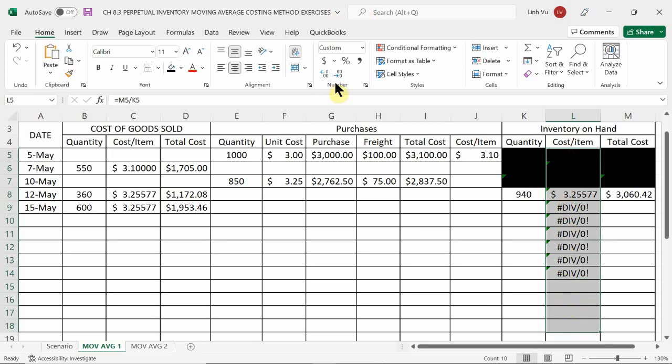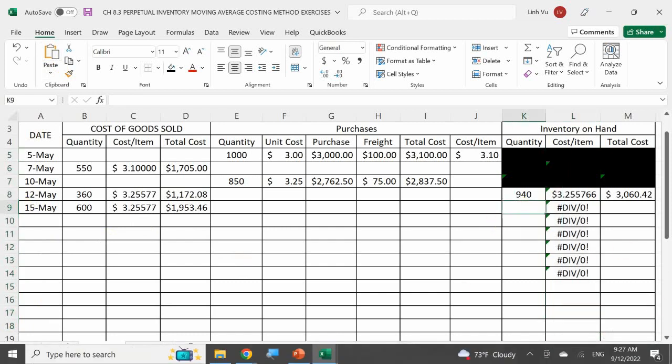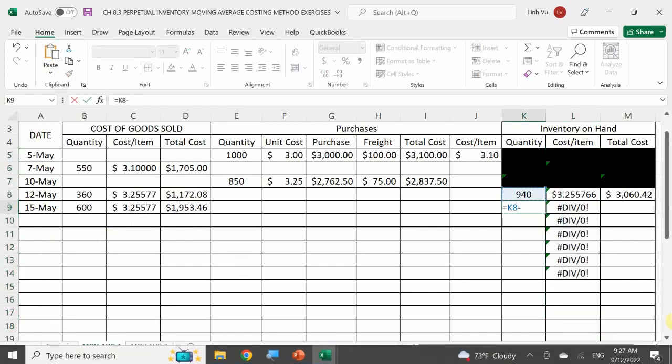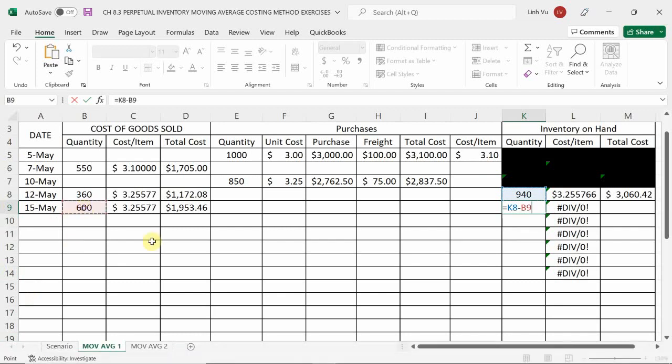So we want 6 decimal places. It will give you the more accurate answer. So in this case, I got 3.255766. Okay. All right, so let's go ahead and calculate that now. I don't have 940 anymore, right? I have 1953.46. Good. So in this case, I sold 600 units. So if I started with 940 minus 600, you're going to get 340.